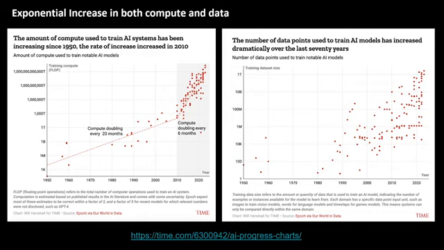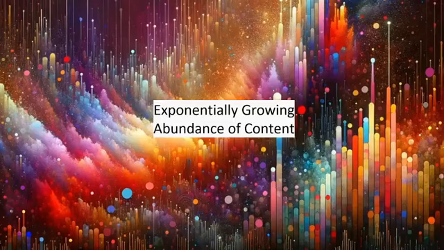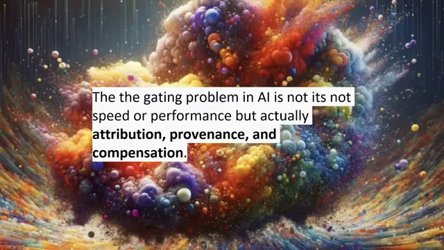And the pace of generation of the content is only going to increase. So what it is, is an exponentially growing abundance of content, right? When it's exponentially growing, everyone is excited by the tech and just getting the tech to advance as soon as possible. But I don't think the gating item in AI is actually speed and performance. It's actually now the IP. It's attribution, provenance, and compensation. How are you going to compensate and attribute the data that's being fed into the models, right? That's going to be the gating item, and I just want to explain why we think so.